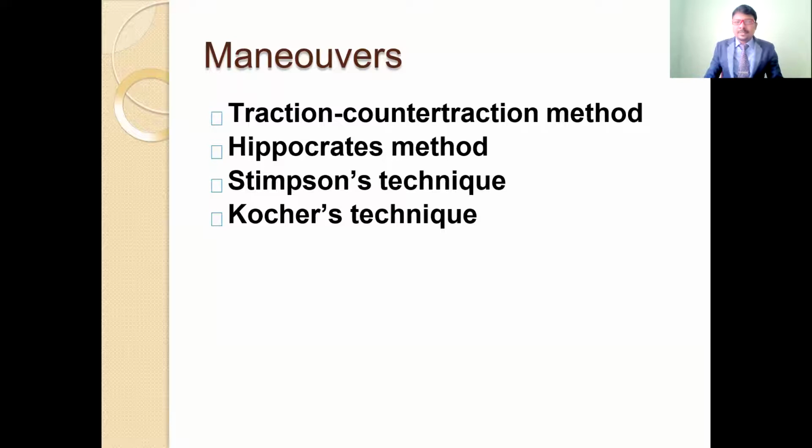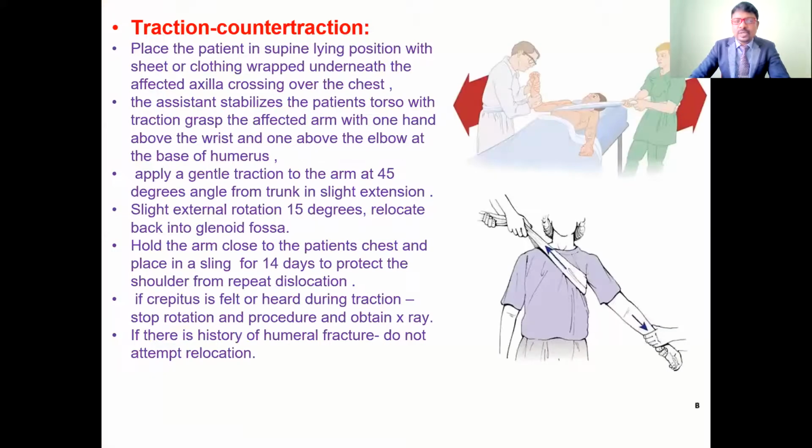So these closed reduction methods are the traction, counter traction method, Hippocrates method, Stimson technique, and Kocher's technique. These reduction methods are helpful to fix the shoulder into the proper position. If there is any displacement, either anterior dislocation or posterior dislocation, and depending upon the displacement, subcoracoid, subglenoid, subclavicular, and also intrathoracic, this depends upon the site of the displacement. So we are going to do different reduction methods.